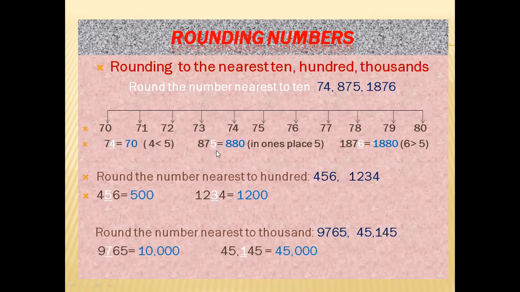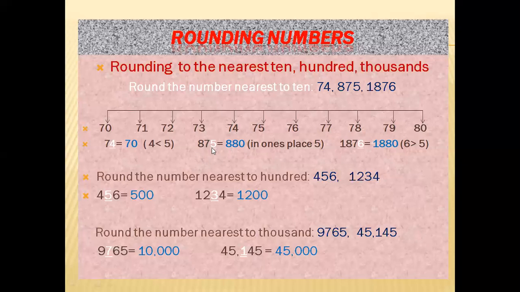See the second one, 875. Which digit is in the ones place? 5 is there. If the digit is 5 or greater than 5, meaning 5, 6, 7, 8 or 9, the number changes to the next number. That means you have to add 1 to the digit in the tens place, which changes to the next digit.